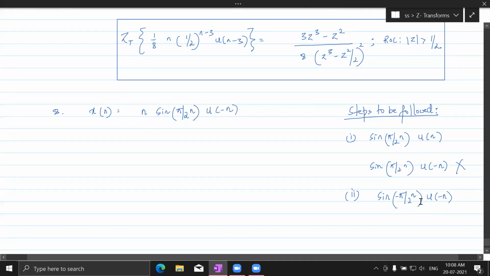What is sine minus theta? Minus sine theta. Minus sine theta. So this would be minus sine pi by 2 n u of minus n. So this is what it would become. Understand that?